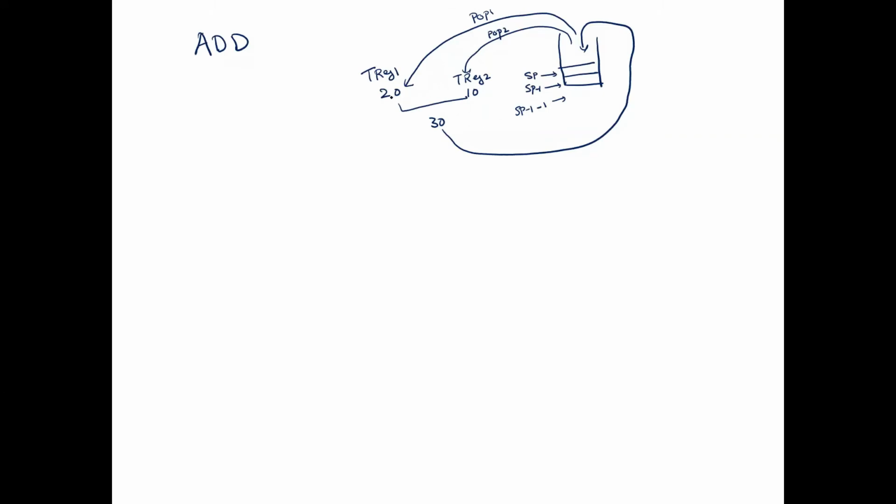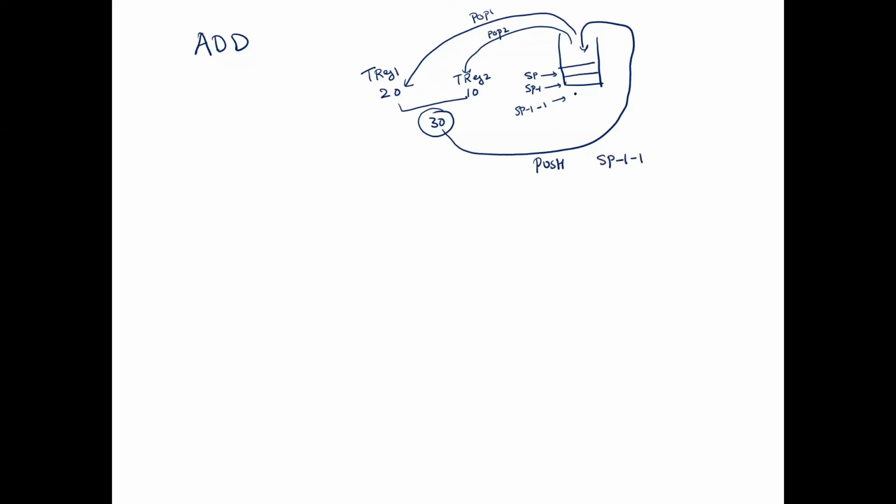Now, after adding 20 plus 10, the result is formed, 30. Now, because there is no storage area we have not specified explicitly in the instruction, by default the resultant will be pushed into stack memory, right? Now, what is stack memory? First, the SP value will be incremented by 1.